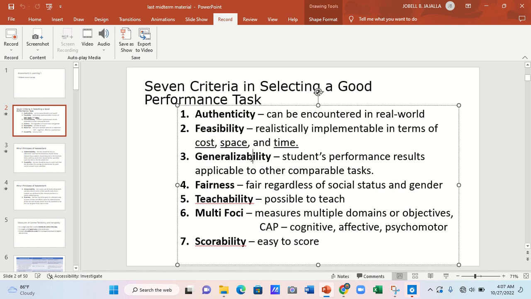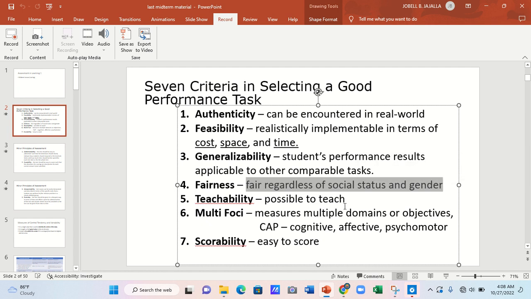Now for number 3, this is generalizability. Students' performance results are applicable to other comparable tasks. So in generalizability, can the performance result be generalized to other similar tasks? This is also one consideration. Now, for number 4, there is also the quality of fairness. When we say fairness, the task is fair regardless of social status and gender.